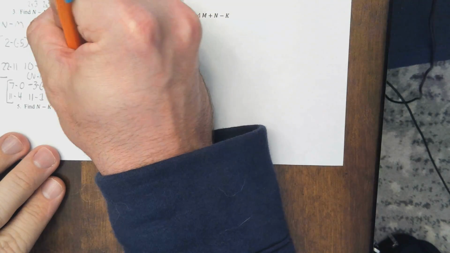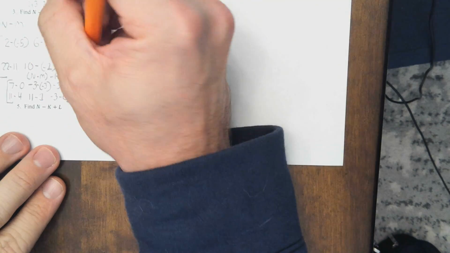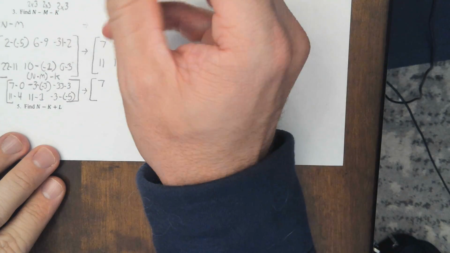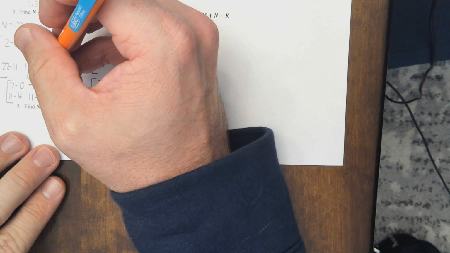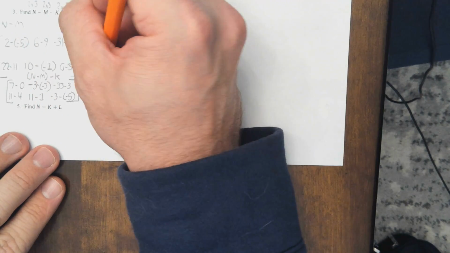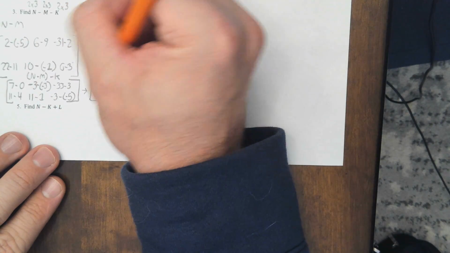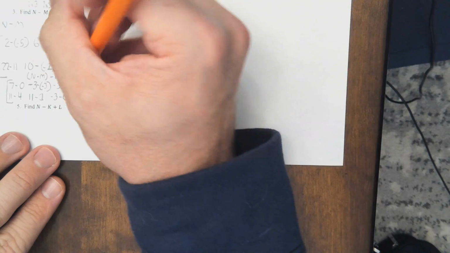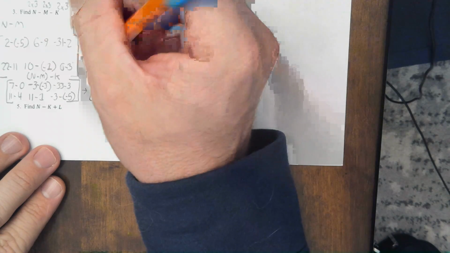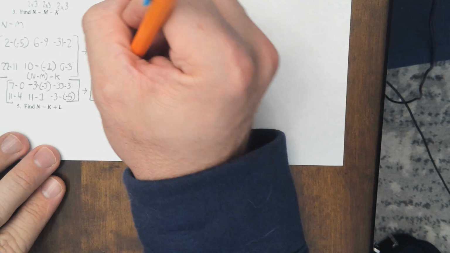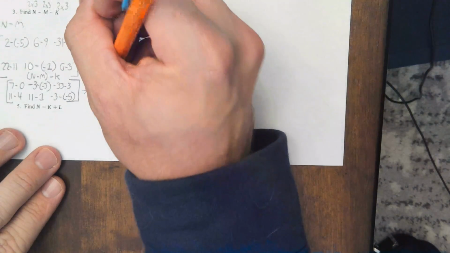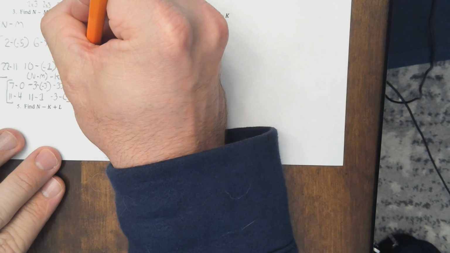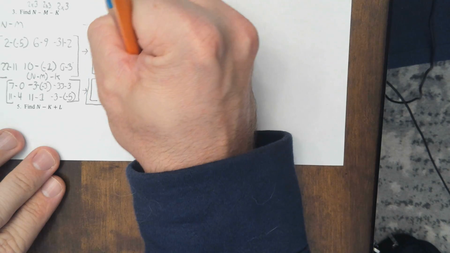And so then your final answer is going to be this. It's going to be 7 minus 0, which is 7. Negative 3 minus negative 3, so that becomes a plus, that's a 0. Negative 33 minus 3 is a negative 36. 11 minus 4 is 7. 11 minus 1, 10. Negative 3 minus negative 5, negative 3 plus 5, that's a positive 2. And so here's your final answer right there.